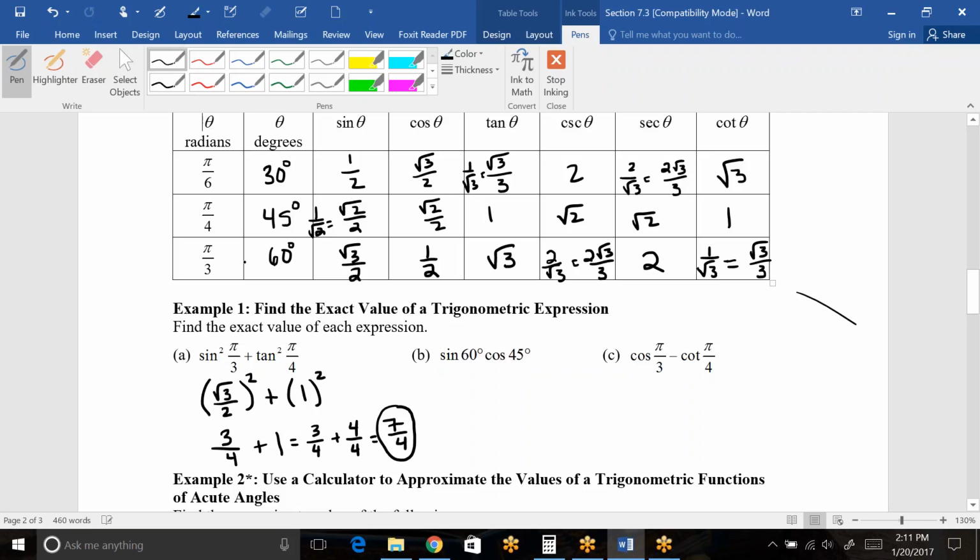Sine of 60 degrees, remember 60 degrees is the pi over 3 one again. So this is square root of 3 over 2. Cosine of 45 degrees would be square root of 2 over 2. And notice this has nothing between it, so that means we're multiplying. When you multiply radicals together, you multiply the insides, so that would be square root of 6 over 4.